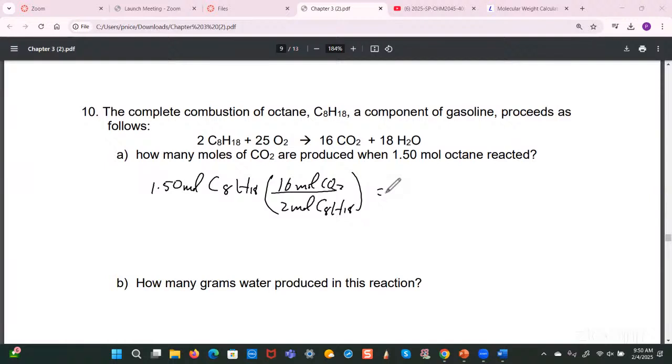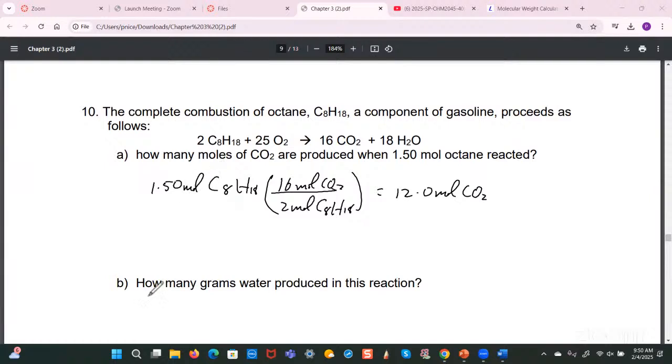And according to my calculation, this becomes 12.0 moles of CO2. All right? Okay. Any question about that? That should be fairly simple and easy to understand. Now, the next question is asking, how many grams of water are produced in this reaction?